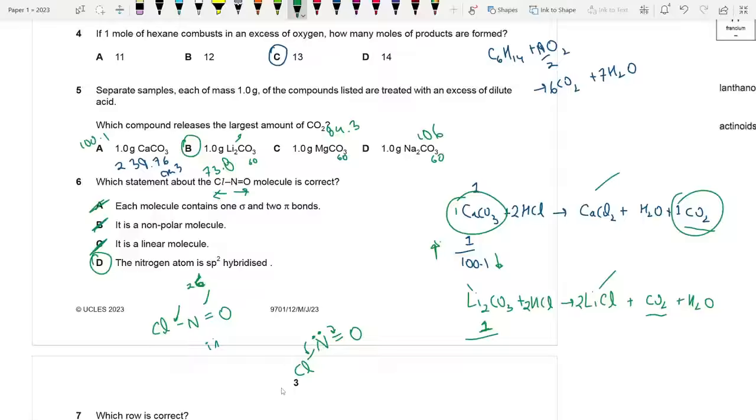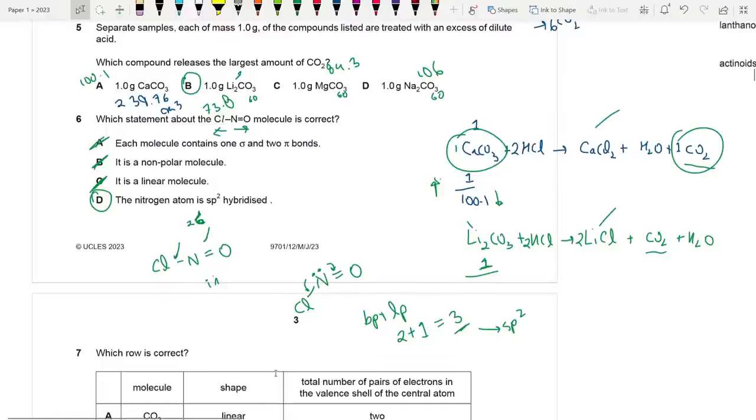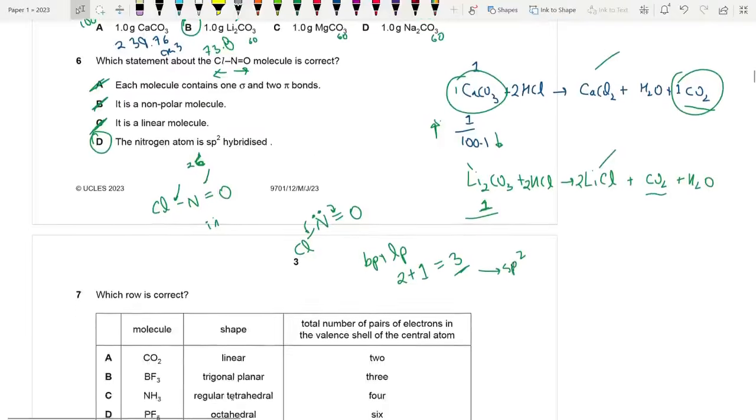The nitrogen atom is sp2 hybridized, correct. How did I determine that? It's determined by the number of bond pairs plus lone pairs, and I only consider sigma bonds. So there are 2 sigma bonds, so 2 bond pairs and 1 lone pair. So 2 plus 1 is 3. If you ever get 3, the hybridization will be sp2. This is called the hybridization number. If you ever got a hybridization number of 4, it would have been sp3 hybridization, right? Like water, ammonia, then methane, those ones.